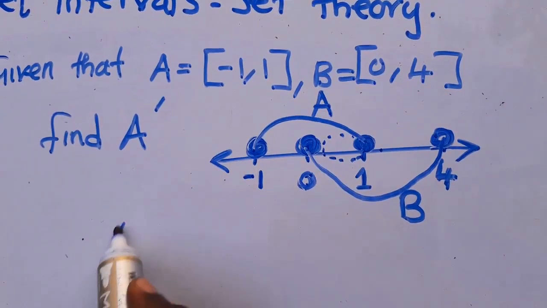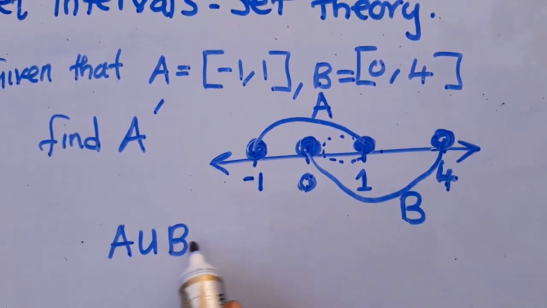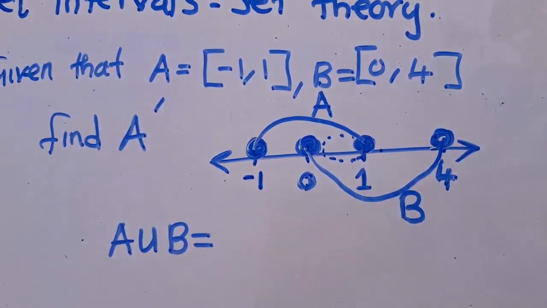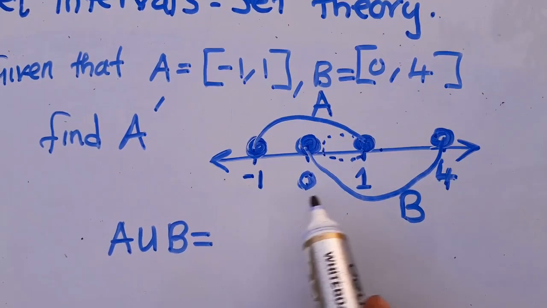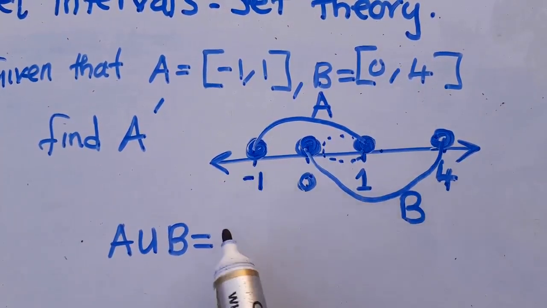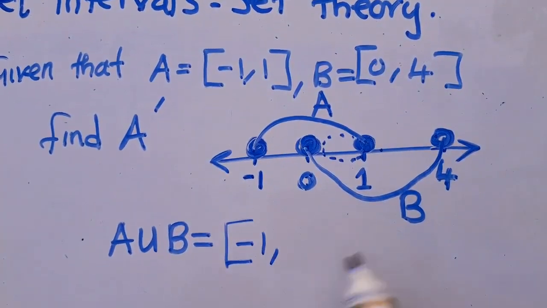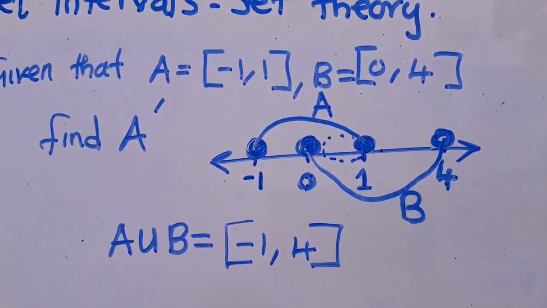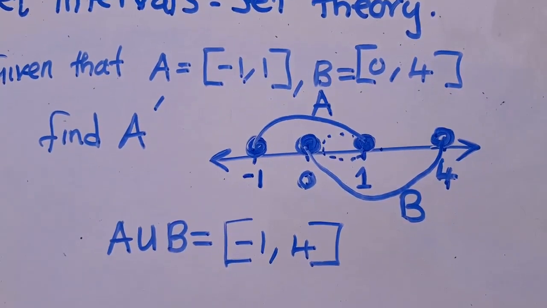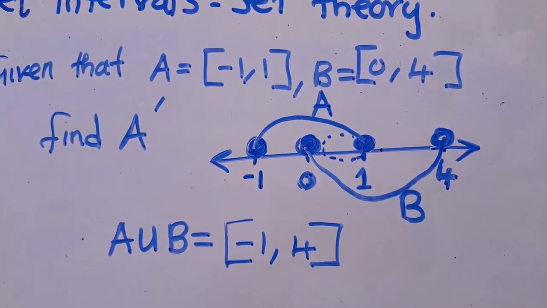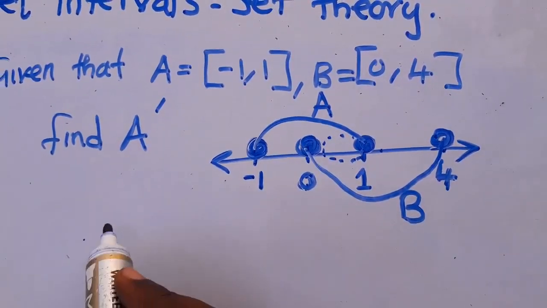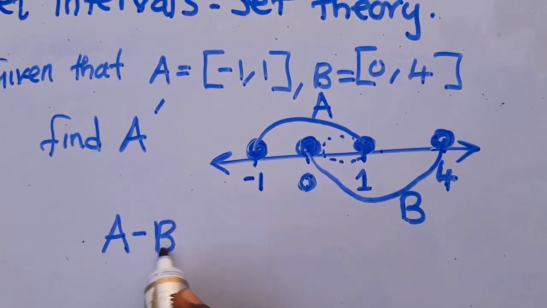What if you are given something like this? A union B. How can you answer this? Try to answer this, then confirm with me. So we've got A union B. How can we answer that? A union B, you combine everything starting from -1. So -1 is included, up to 4, which is also included. That's how we need to find that. Those are procedures you need to follow. We move to what if you are told to find A minus B. A minus B.